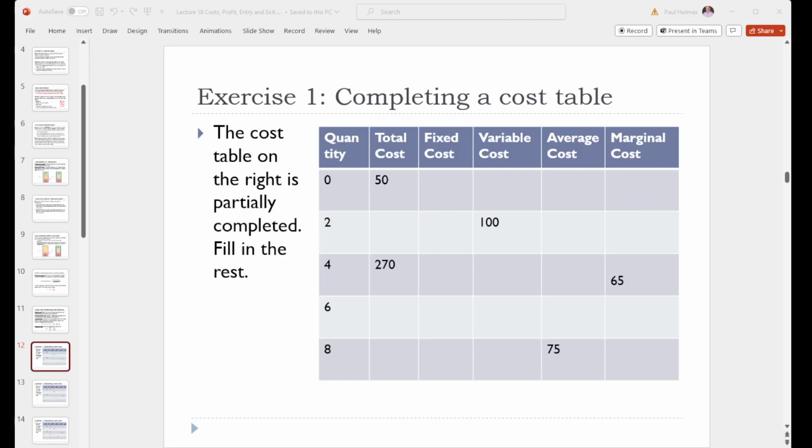In this exercise, we're going to be filling in a cost table for a firm using all of those definitions on the previous slide. So you might want to make sure that you've got those definitions ready to go so that you understand what each of them means, and then think about, as we go through this table, how to apply each of those definitions, each of those formulas.